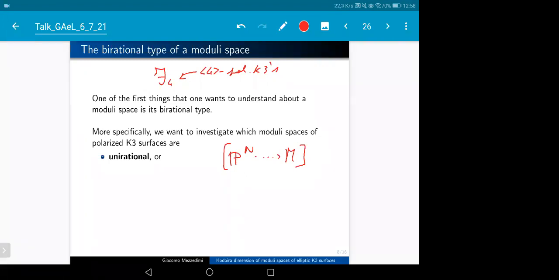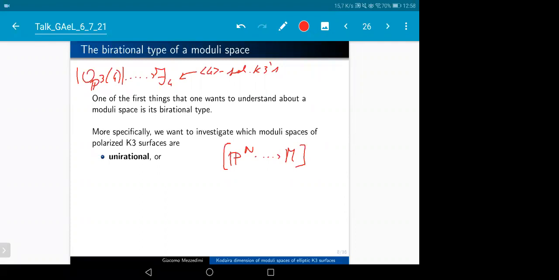And this means that there exists a dominant rational map from quartics in P3 to this moduli space, just attaching to every smooth quartic surface the isomorphism class of itself. So this F4 is unirational, and we have provided a parametrization of its elements. They're just quartics in P3, and that's a big deal.